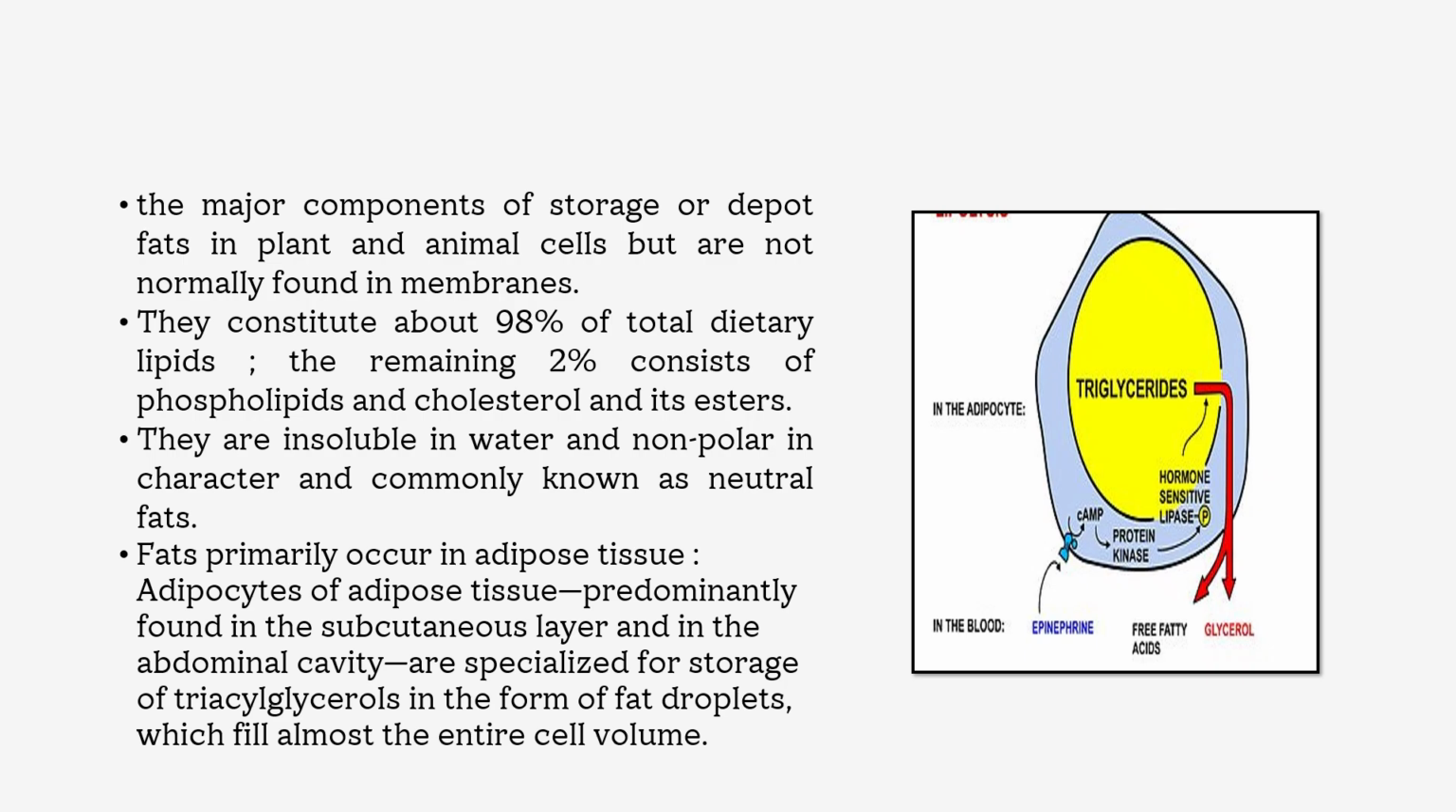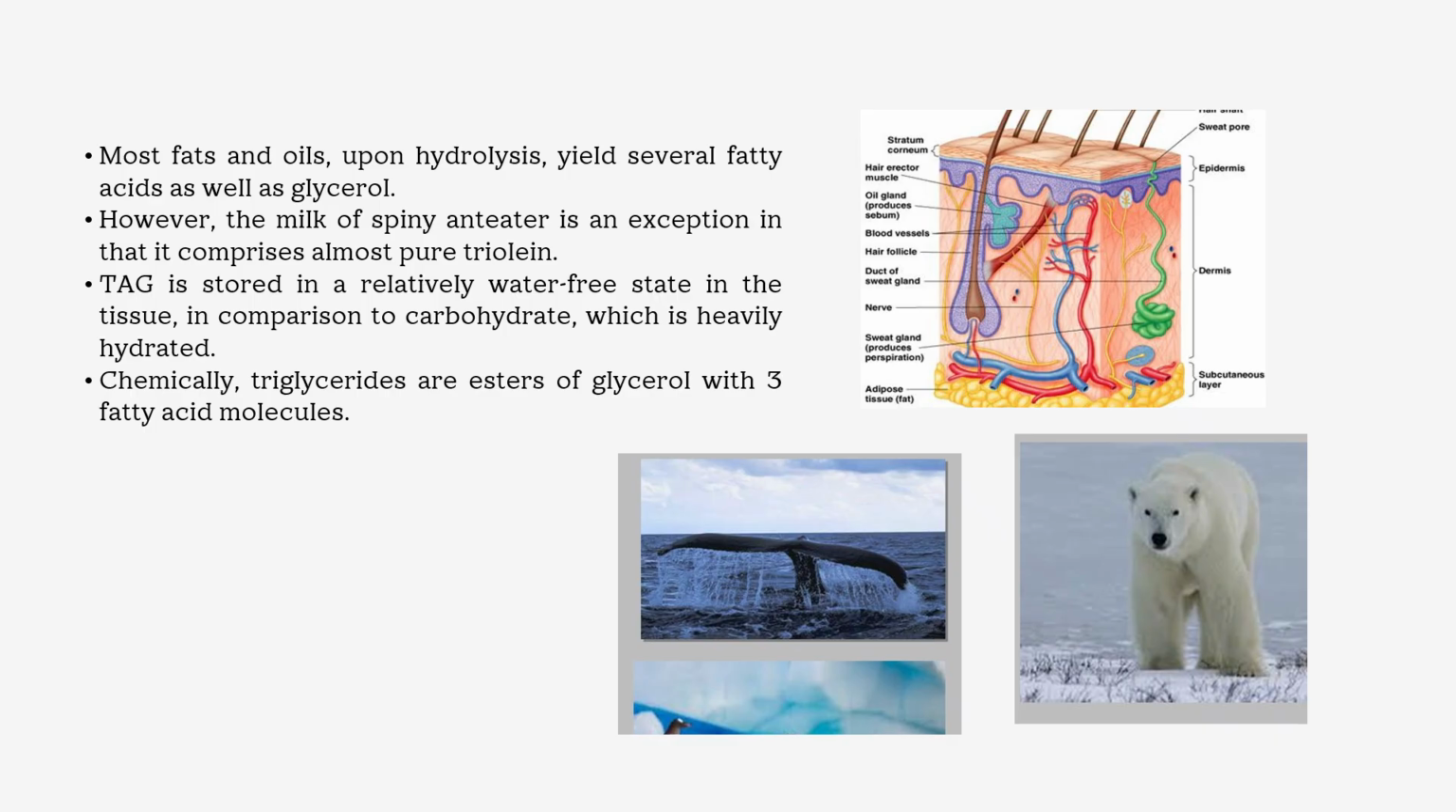The picture is representing the structure of an adipocyte and we can see that the triacylglycerols constitute the major part of the cell. Fats primarily occur in adipose tissue. Adipocytes of adipose tissue are predominantly found in the subcutaneous layer and in the abdominal cavity. They are specialized for storage of triacylglycerols in the form of fat droplets which fill almost the entire cell volume.